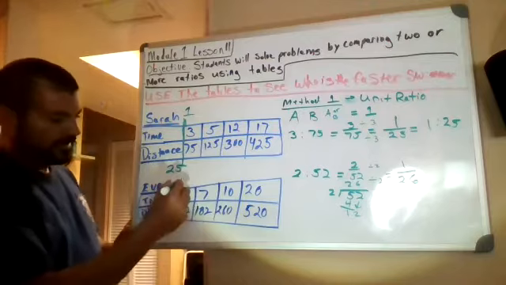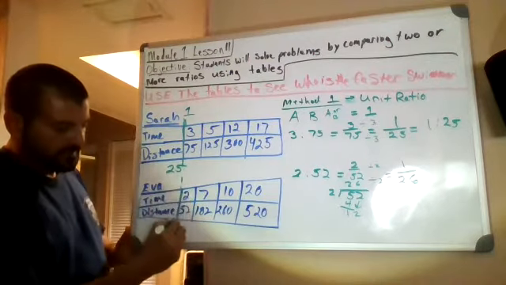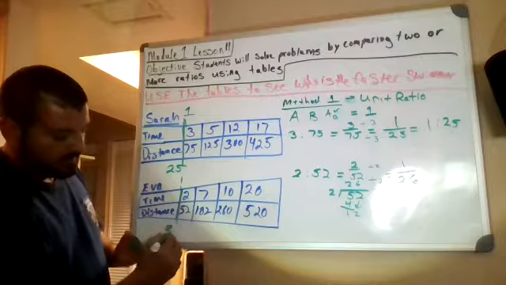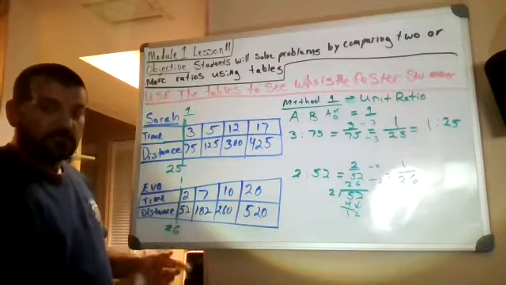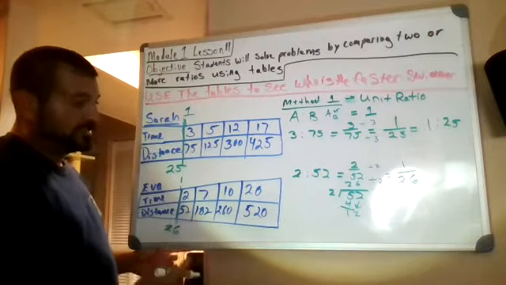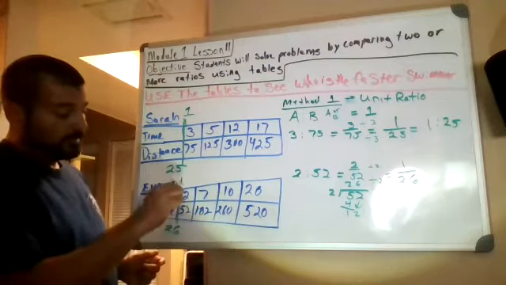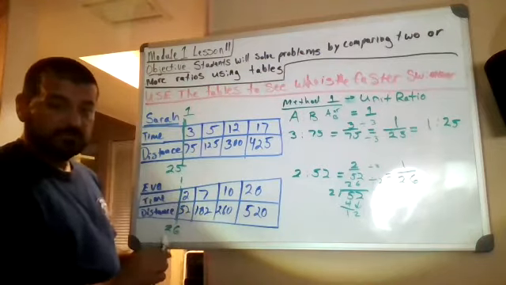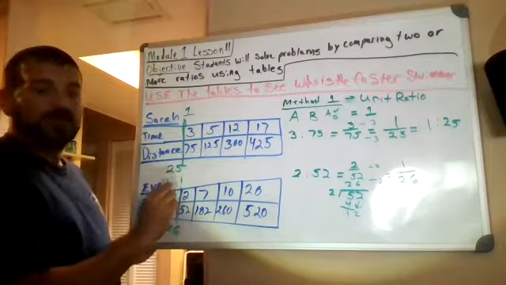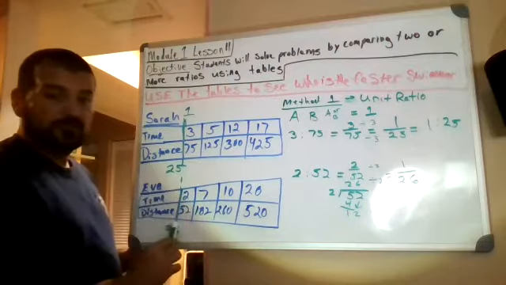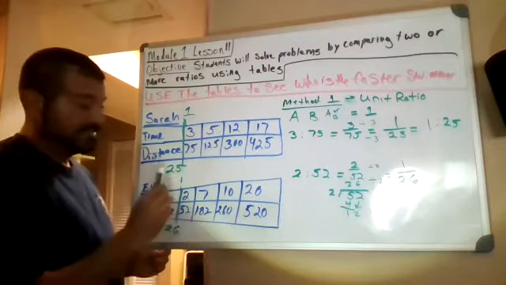So I go over here, and you see that now for every 1 minute, we got 26 meters. So who's the fastest swimmer? According to this, it's Ava. In 1 minute, she can go 26 meters. In 1 minute, she can go 25 meters. She's going further, faster. So that's Ava.